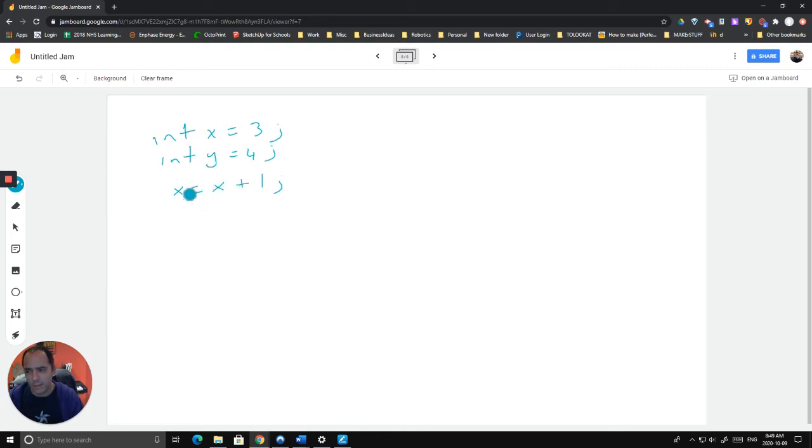But this equal sign is saying take whatever the calculation is on the right and assign it to whatever's on the left. So what I'm doing here is I'm taking the 3, I'm adding 1 to it, and that's going to give me a total of 4, and the value of x is now going to be 4. 3 is gone, and that new value of x is going to be 4.